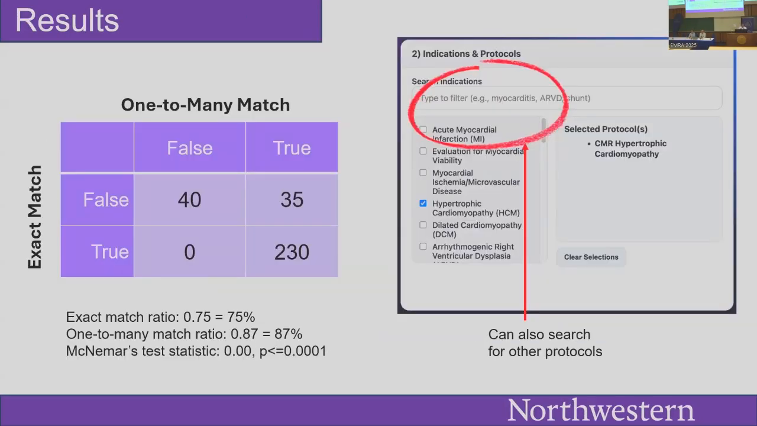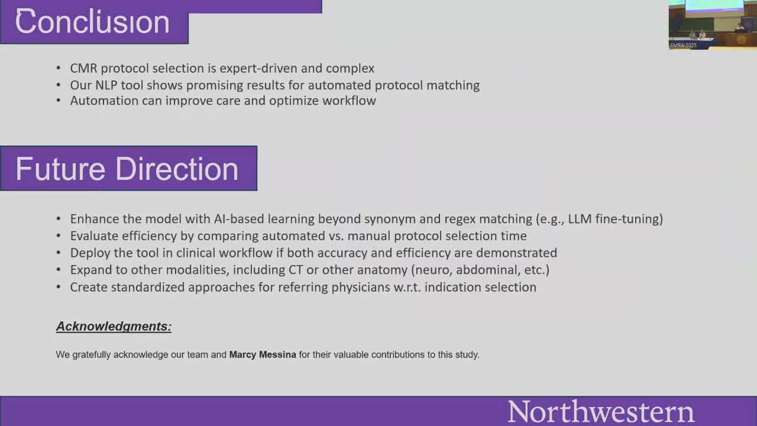We achieved an exact protocol match, so a one-to-one match, about 75% of the time. When you added in a one-to-many match, where more than one protocol was selected but one of those protocols was correct, this resulted in an increase in accuracy to 87%. So this is really a significant time saving for automated protocol matching.